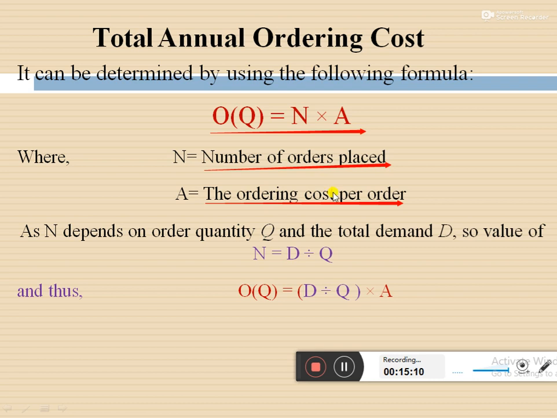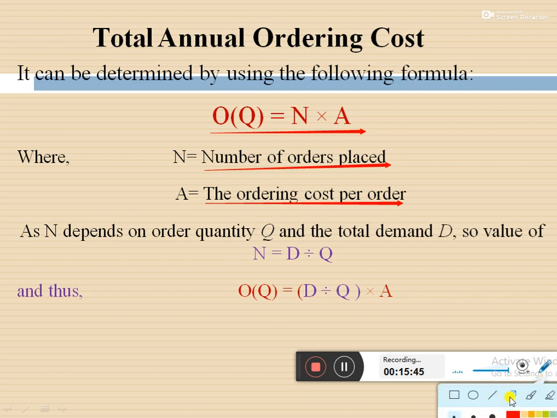So with Q being the order quantity, we can calculate the total annual ordering cost by using this formula, N multiplied by A. N denotes the number of orders placed and A denotes the ordering cost per order. Further, N can be calculated by using this formula, that is D divided by Q. D denotes the total demand and Q denotes the order quantity.